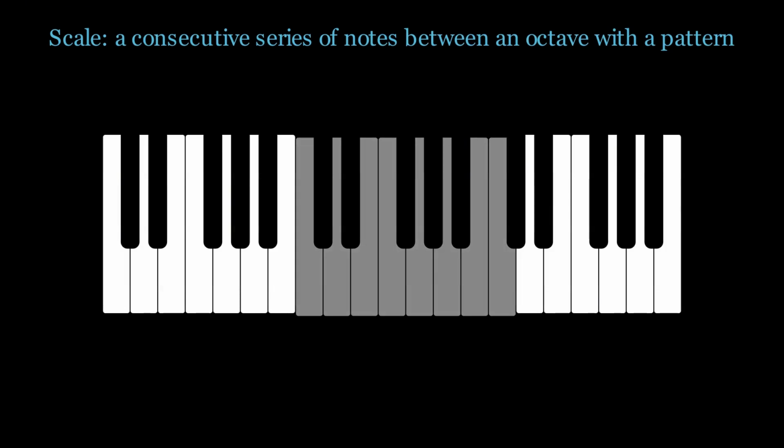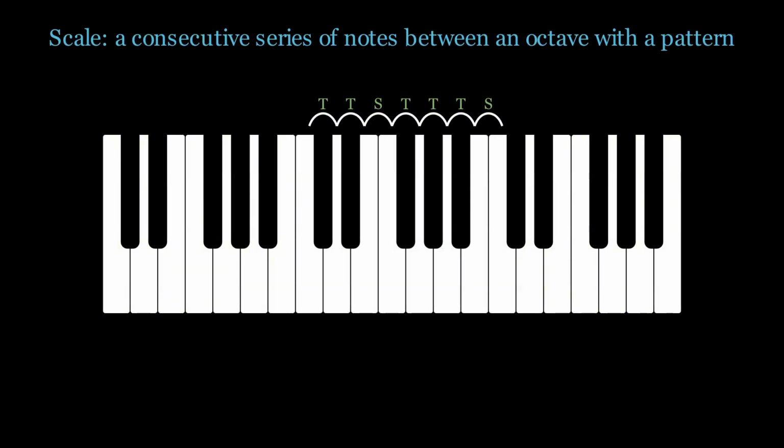Now here's the fun part. If you look at the intervals between consecutive notes, we can notice a pattern. Tone, tone, semitone, tone, tone, tone, semitone. In fact, using this pattern, we can figure out all the scales. Starting the same pattern from D, you get D major. D, E, F sharp, G, A, B, C sharp, D.